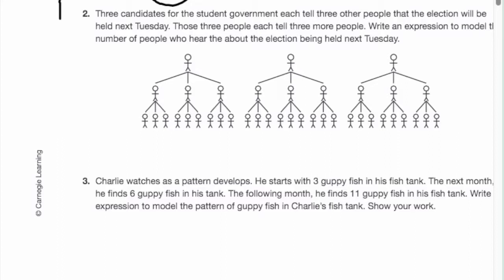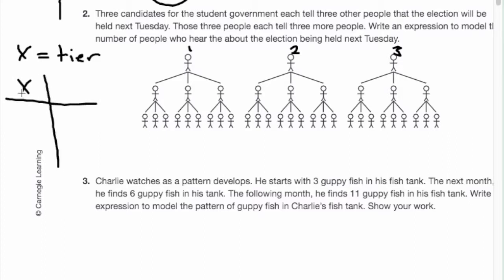So this is an interesting one to do. On the first tier, I've got 1, 2, 3, right? So I'm going to label that as the tier. How do you guys want to label that? I'm going to label it with function notation. I'm going to let x be the tier.